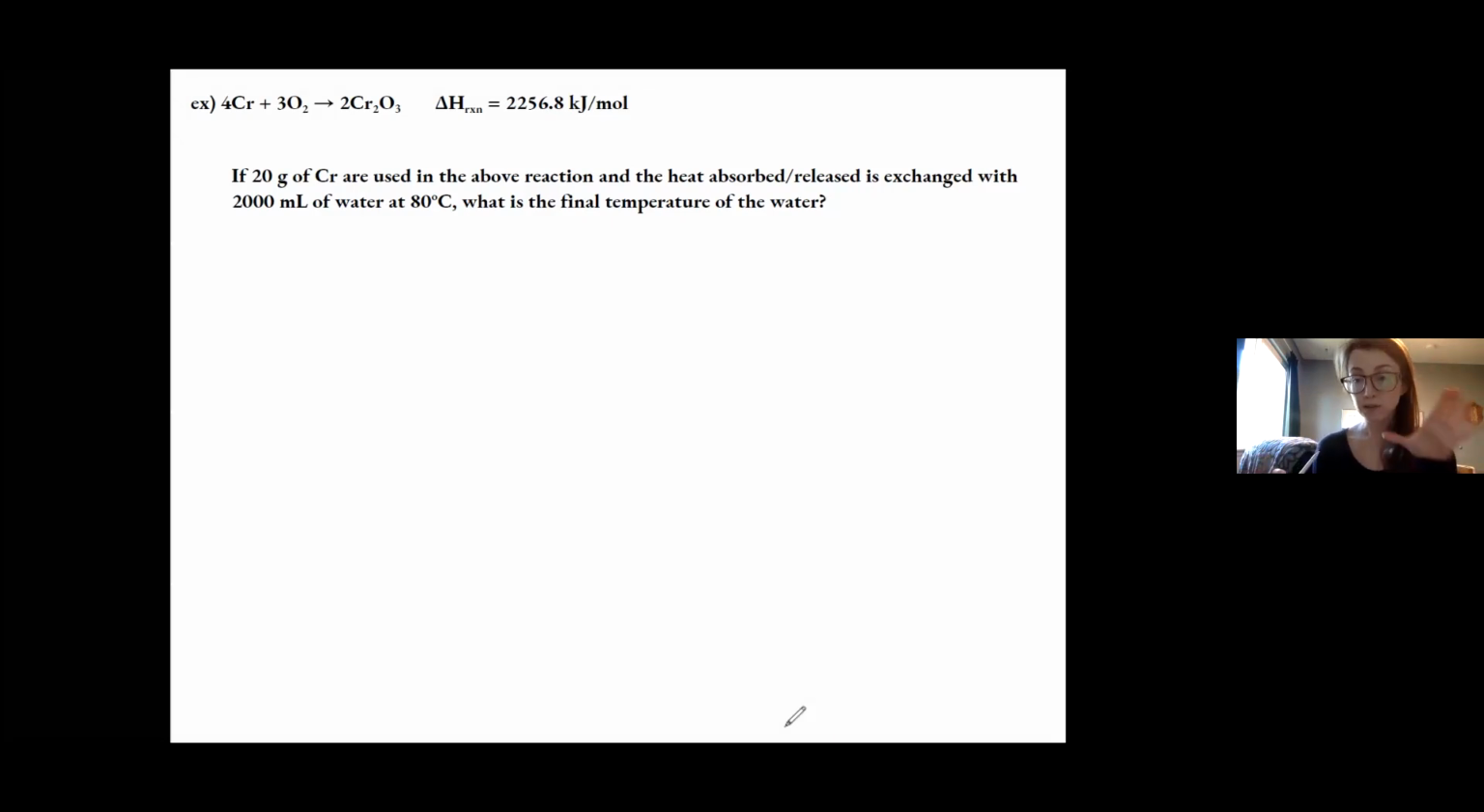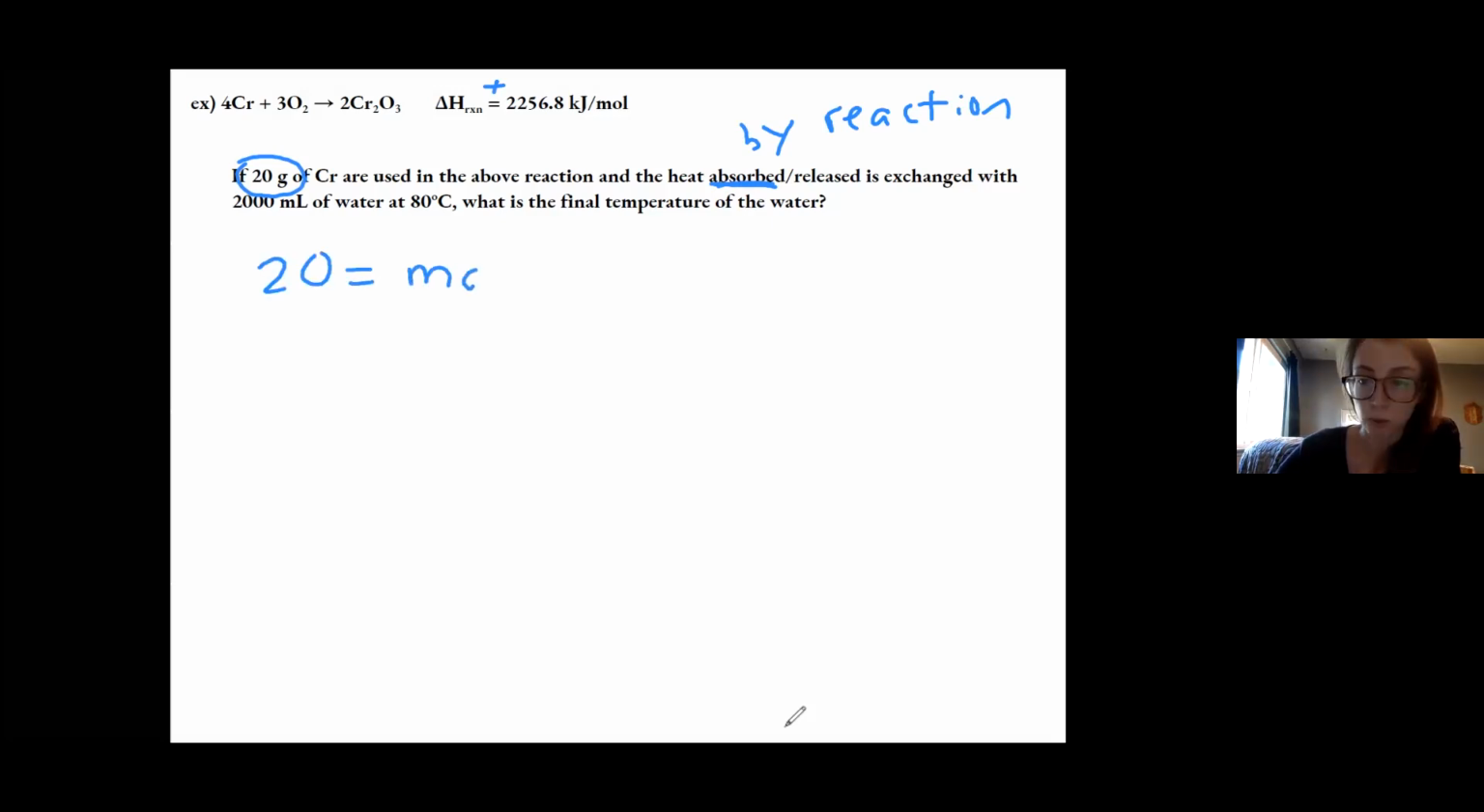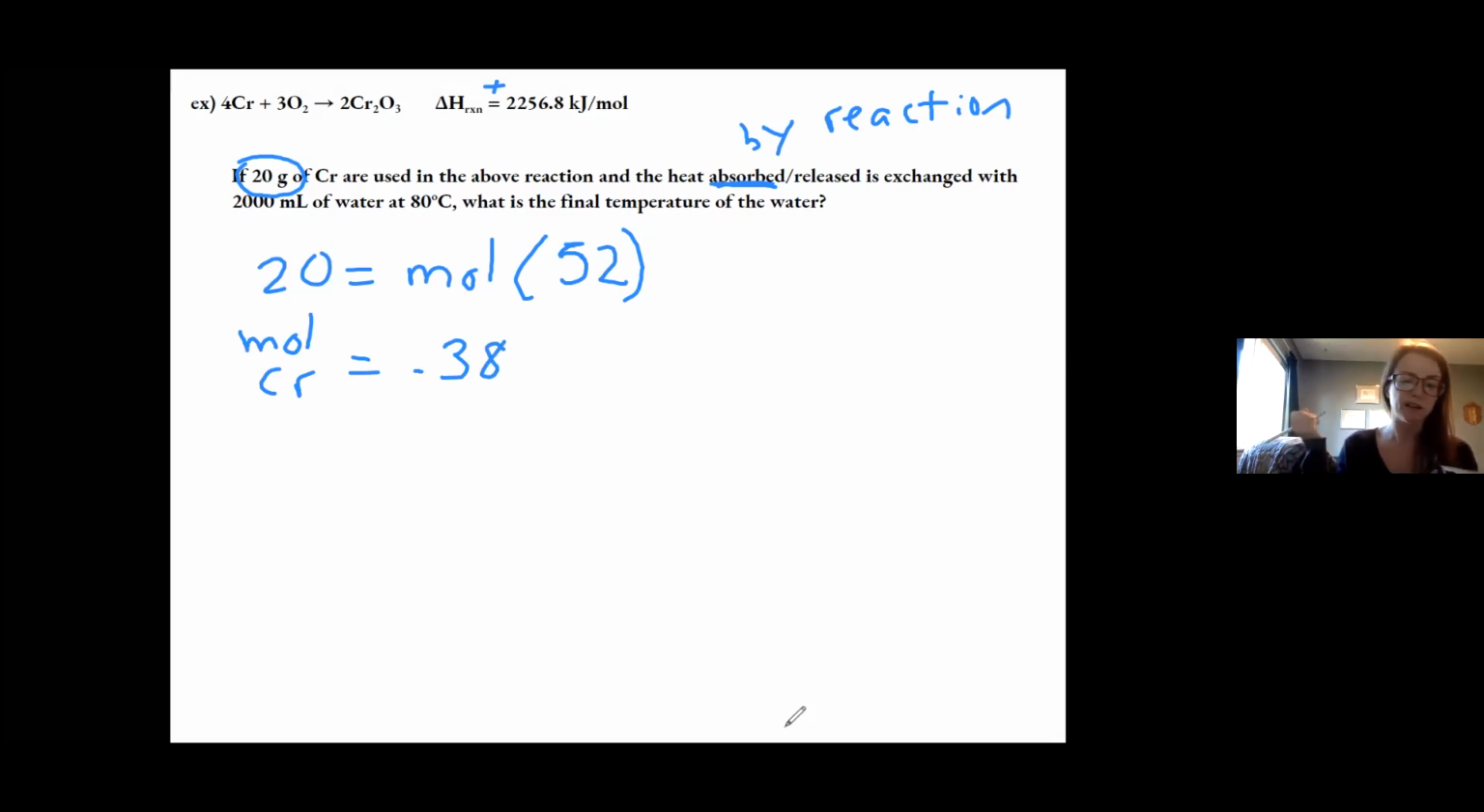So part of this problem is exactly what you learned last class, and part of it we're going to extend. What you learned last class was that for 20 grams of chromium, we can find the heat absorbed or released. In this case, because the heat of reaction is positive, the heat is going to be absorbed by the reaction. We just have to figure out how much. So taking the 20 grams of chromium and turning it into moles, the molecular weight of chromium is 52. 20 divided by 52 gets me approximately 0.385 moles of chromium.